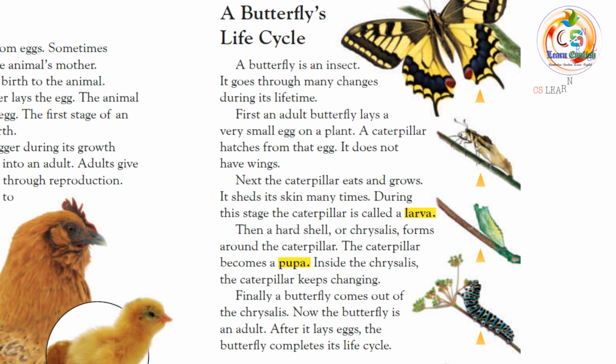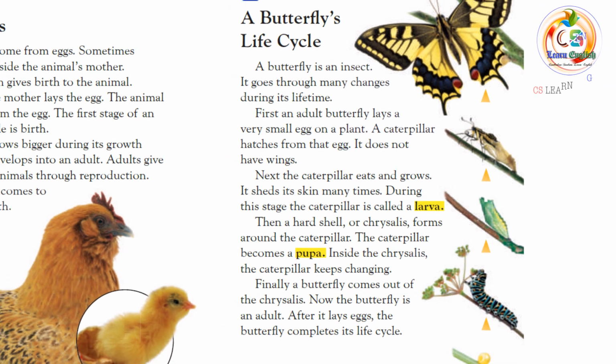Inside the chrysalis, the caterpillar keeps changing. Finally, a butterfly comes out of the chrysalis. Now the butterfly is an adult. After it lays eggs, the butterfly completes its life cycle.